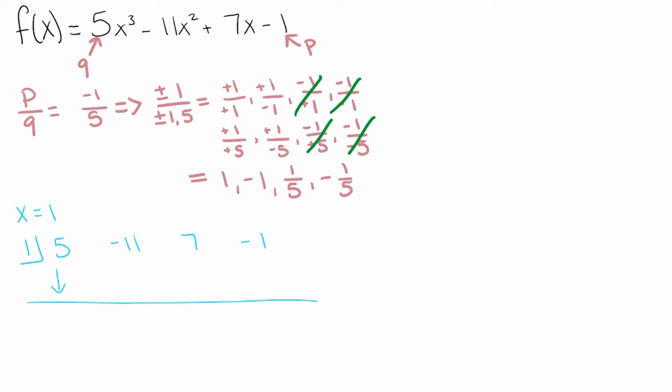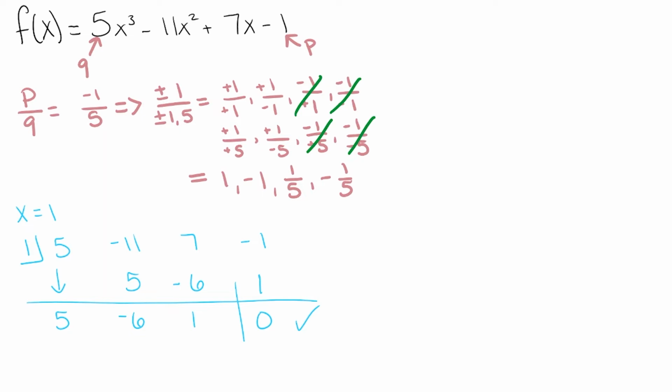We'll bring down our 5. 1 times 5 is 5. Negative 11 plus 5 is negative 6. 1 times negative 6 is negative 6. 7 plus negative 6 is positive 1. 1 times 1 is 1. Negative 1 plus 1 is 0. So that's exactly what we're looking for. We want a remainder of 0 here at the end.